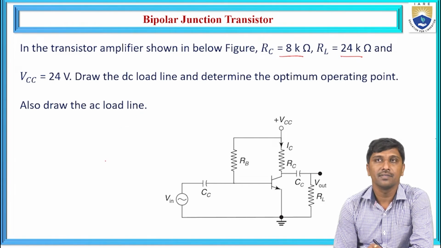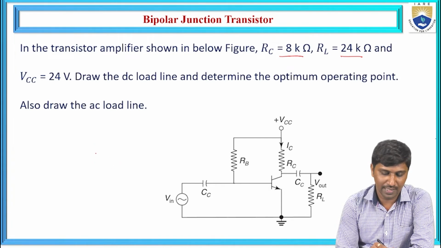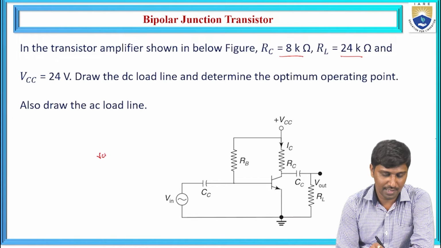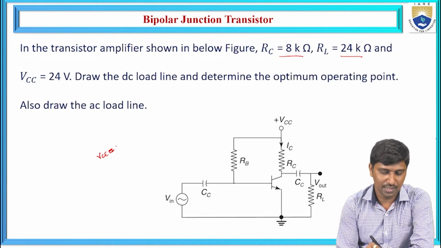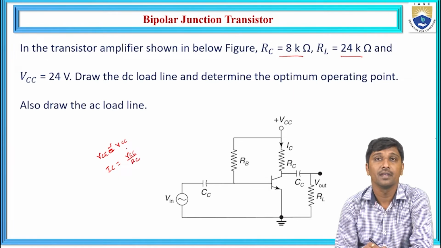So for this case, first we need to identify the DC load line. We know that for the DC load line we need to calculate the VCE Q point. VCE is approximately equal to VCC, and to find out the maximum collector current, IC is equal to VCC by RC.